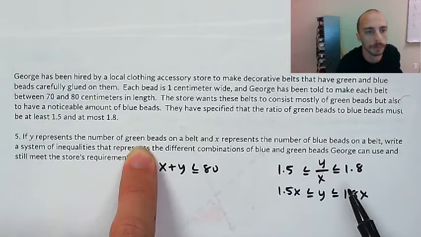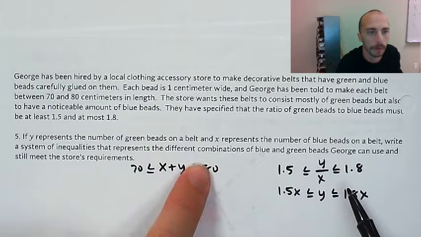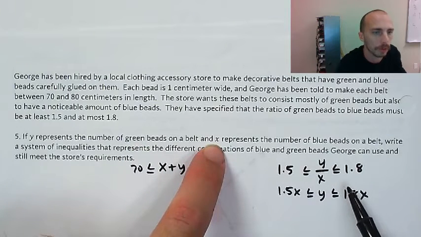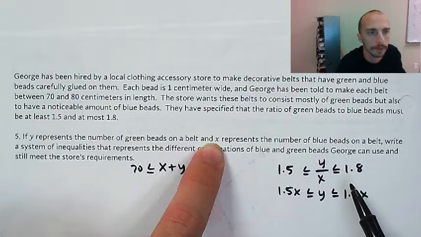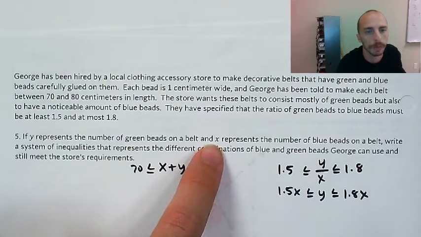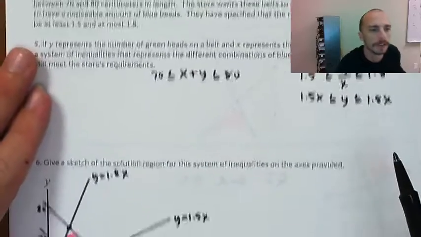If we wanted to graph this, we could think of this like this one or this one as two different inequalities. X plus Y less than or equal to 80. That's Y is less than or equal to negative X plus 80. Okay, we could go over here and just kind of ignore that one and do one at a time. X plus Y is greater than or equal to 70. So Y is greater than or equal to 70 minus X, or negative X plus 70, however you want to say it. And so we can do the same with these.